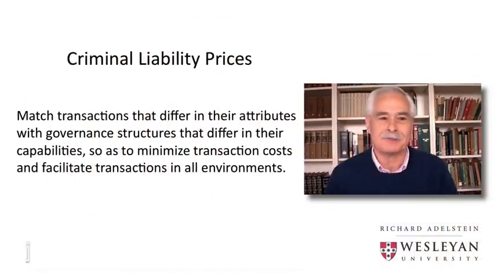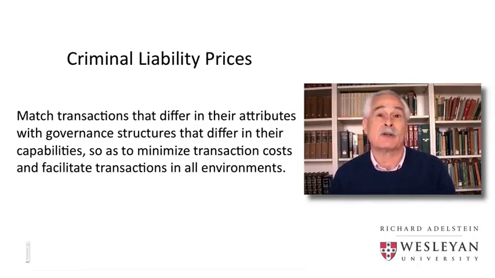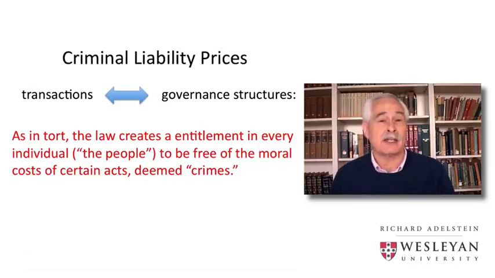Hi, everybody. Welcome back. Recall the task that we set for ourselves in describing the systems of tort and criminal liability, an objective borrowed from Professor Williamson. That is, we're trying to match transactions that differ in their attributes with governance structures that differ in their capabilities in such a way as to minimize the transaction costs and thus, by minimizing those costs, to facilitate transactions in all kinds of environments.